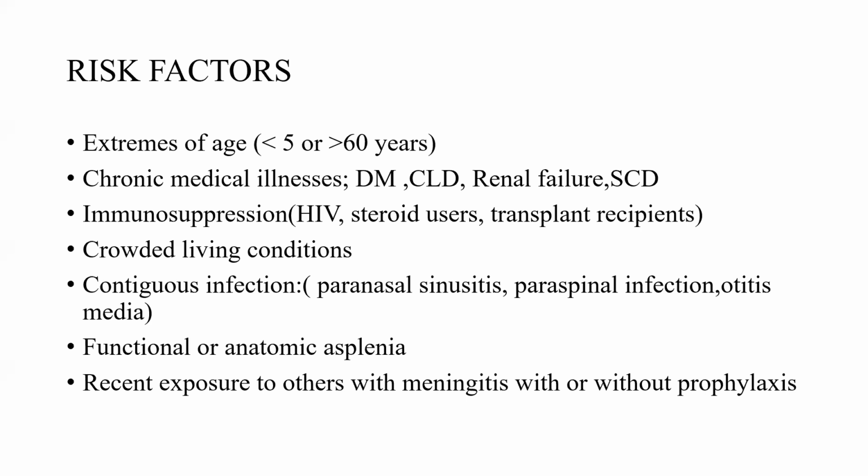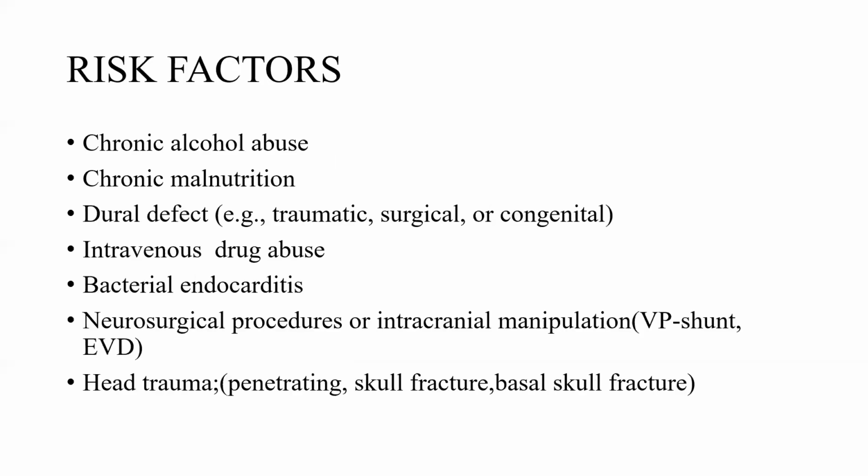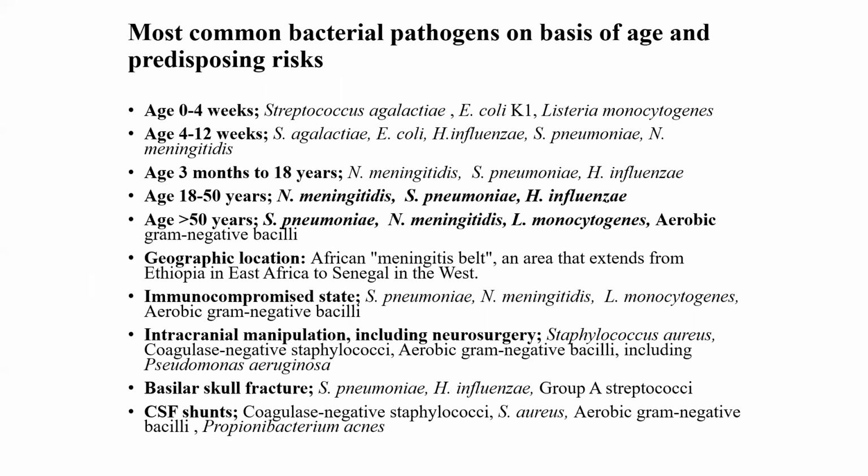Immunosuppression, people who have HIV/AIDS, steroid users, and transplant recipients, crowded living conditions, and contiguous infections such as paranasal sinusitis, paraspinal infections, and otitis media, functional or anatomic asplenia, and exposure to others who already have meningitis with or without prophylaxis. Other factors include chronic alcohol abuse, chronic malnutrition, intravenous drug abuse, and head trauma, which can either be penetrating or basal skull fracture. So predisposing factors vary based on the age.